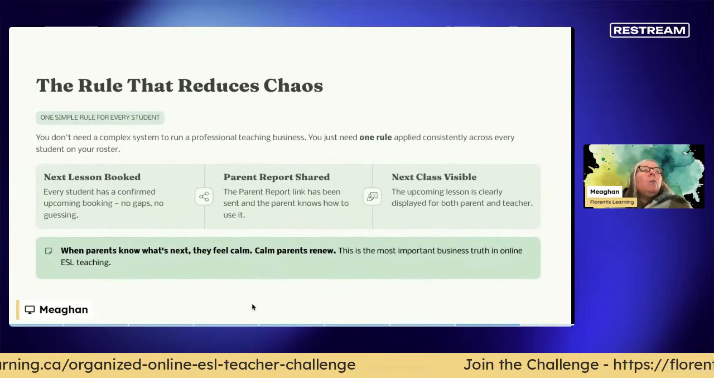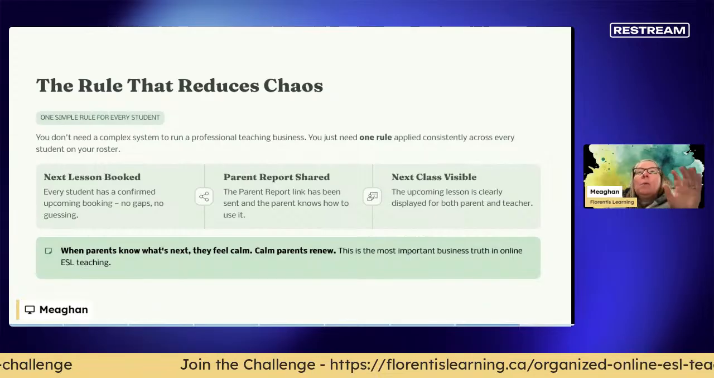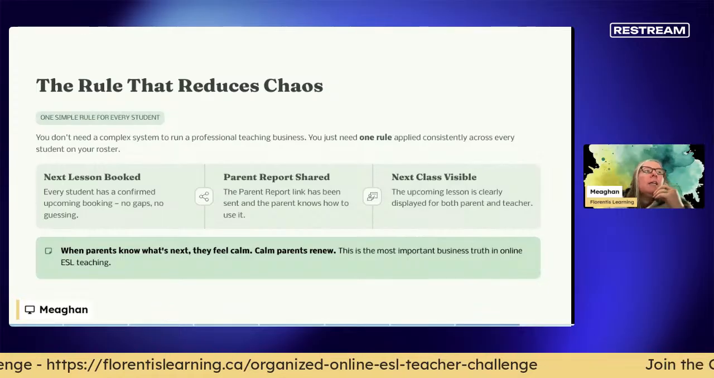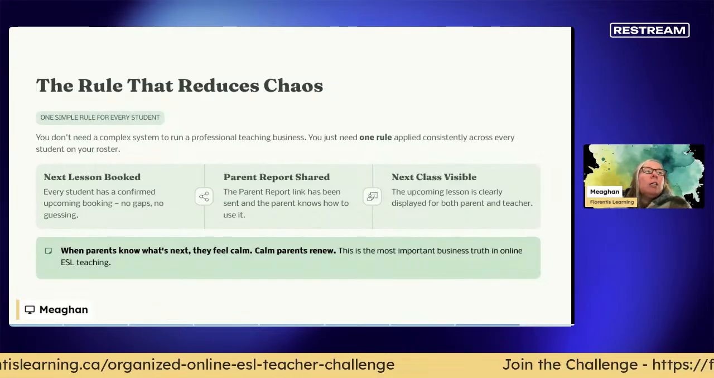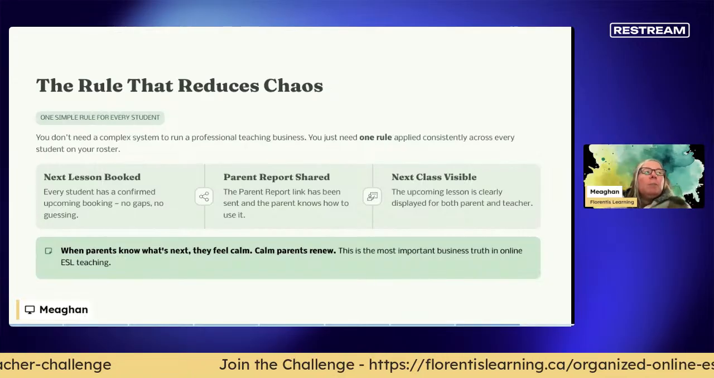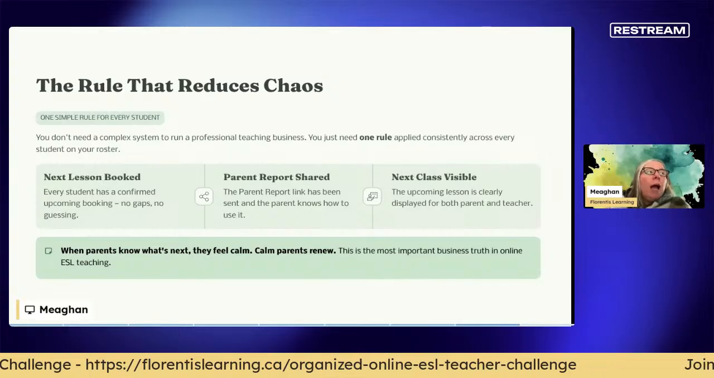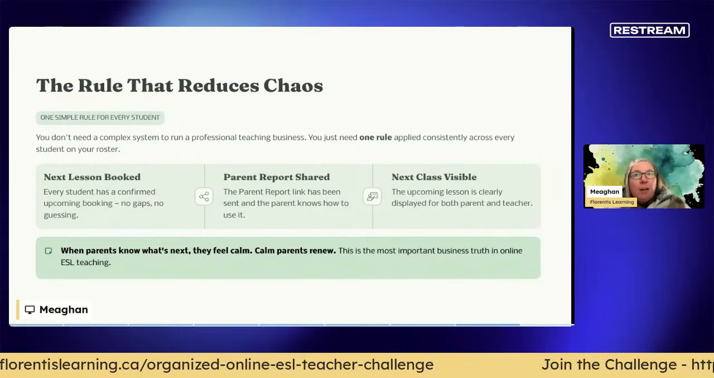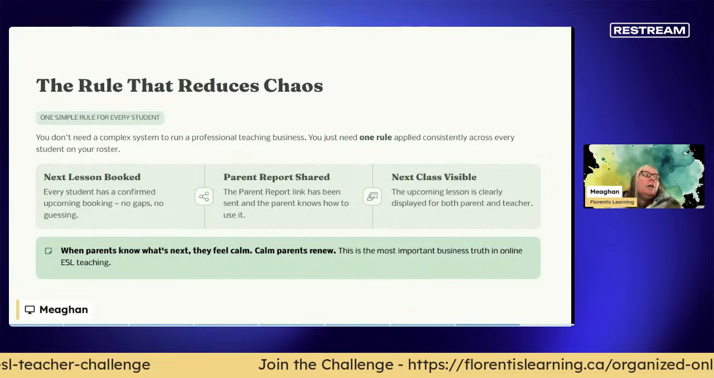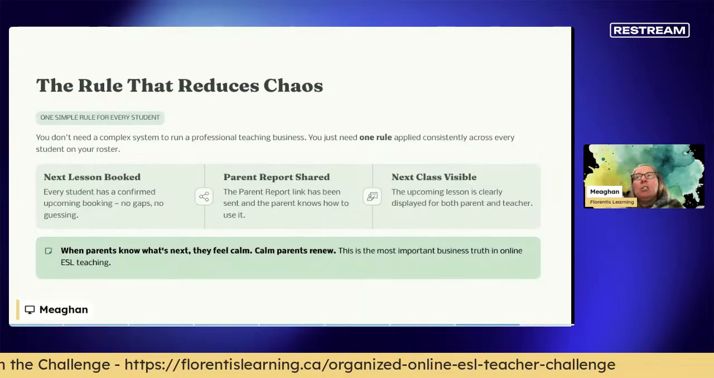So you don't need a complex system to organize your teaching business. You really just need one rule applied consistently across every student on your roster. So next lesson booked, every student has a confirmed upcoming booking. There's no gaps. You're not guessing. You share that parent report link and the parent knows how to use it. And then the next lesson, of course, is clearly visible and displayed for both parent and teacher.